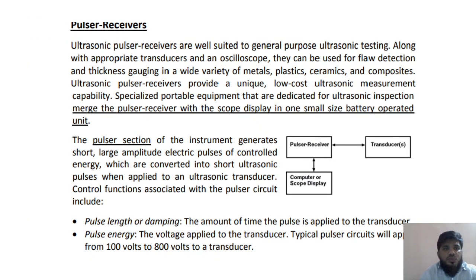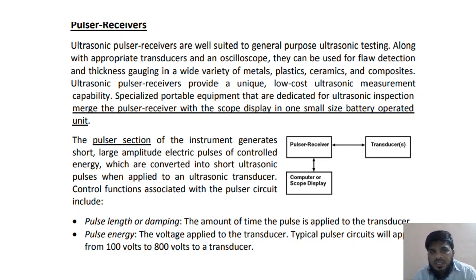Next is the pulse receiver. The transducer will send a signal, but some signals will have small deviations. When we have small deviations, this pulse receiver will try to receive all the signals.